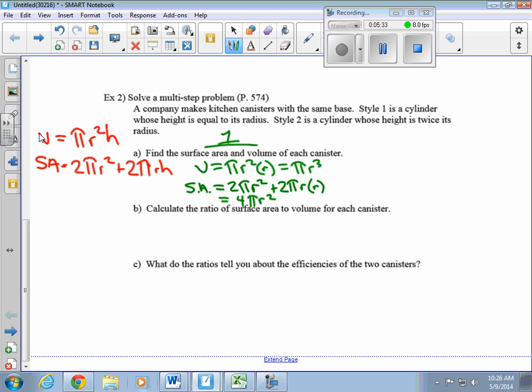Now if we do the same thing for canister 2, now instead of replacing the height with r, which is the same as the radius, in style 2 it says the height is twice as tall. So the volume for the second canister is going to be volume equals pi r squared times 2r, because the height now is twice that. So this is going to be 2 pi r cubed. And now we're going to do the same thing with the surface area.